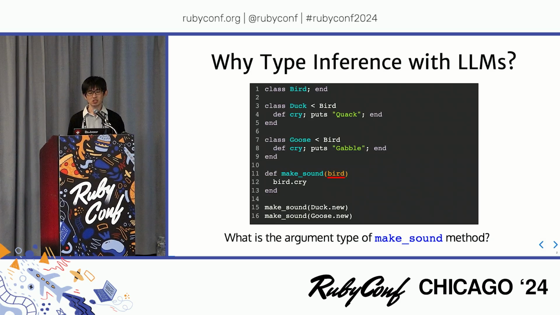Now, some of you might be wondering, why use LLMs for type inference in the first place? Let's explore that with a simple example. In this code, there is a Bird class and the Duck and Goose classes that inherit from it. And there's a makeSound method which takes an argument named bird. We call the makeSound method with both a Duck object and a Goose object. Then, what is the argument type of the makeSound method?